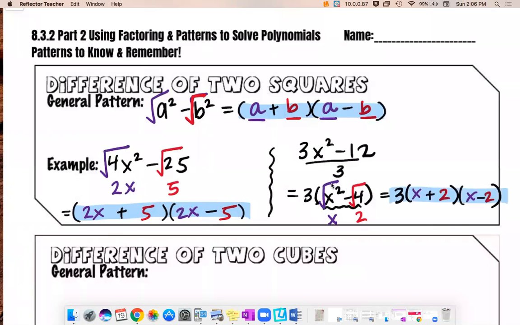Now, the one thing you do have to make sure you are aware of is that there has to be a minus sign in the middle of these two perfect squares. That's why it's called a difference of squares. If it's a plus sign, you can't do this pattern. It doesn't factor. So that's one thing you want to be careful of.